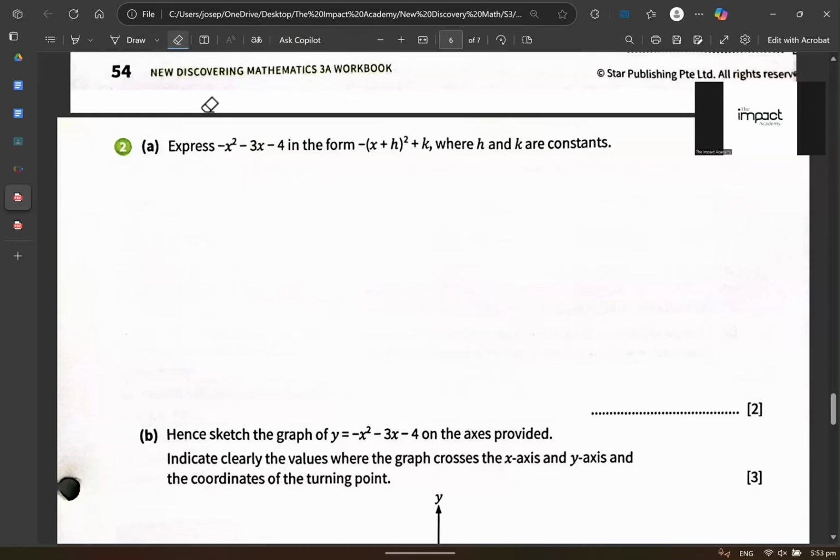Hi everyone. Today we are looking at quadratic equations and quadratic functions.